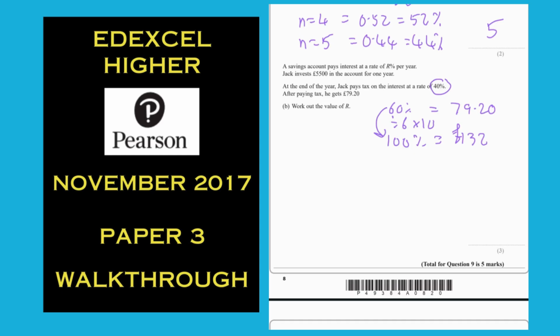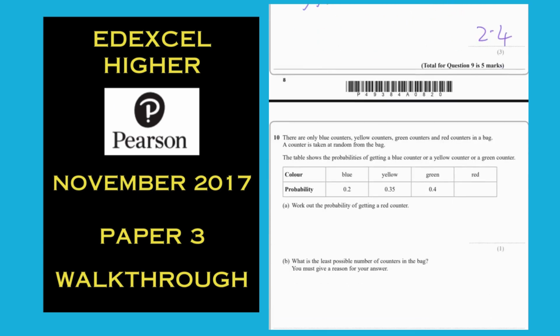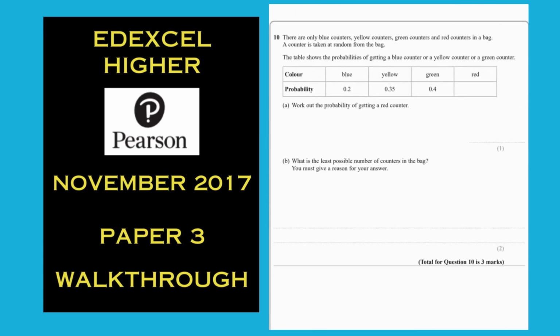So the idea is work out the percentage rate. Well, he got £132 out of the 5,500 he invested. And if you times that by 100, I've rounded it off to 1 decimal place, we get 2.4. That's it, 2.4% is Jack's interest rate.